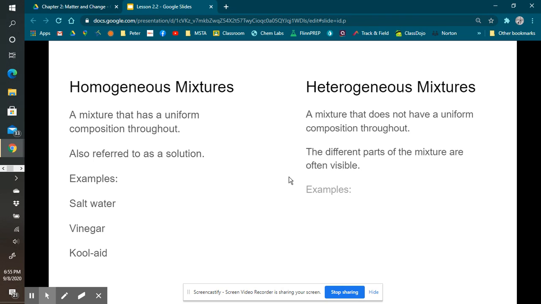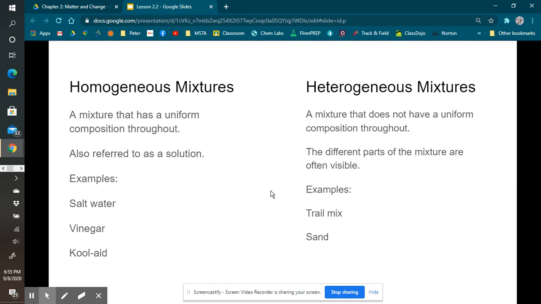So here's some examples. Trail mix. The different components or parts of trail mix are very easy to differentiate, to pick out. You can very easily see them. So when my kids were little, they would go into the trail mix and they would just pick out the M&Ms and eat the M&Ms. And they could do that because the M&Ms are very visible and they're easy to distinguish from the other parts of the trail mix.